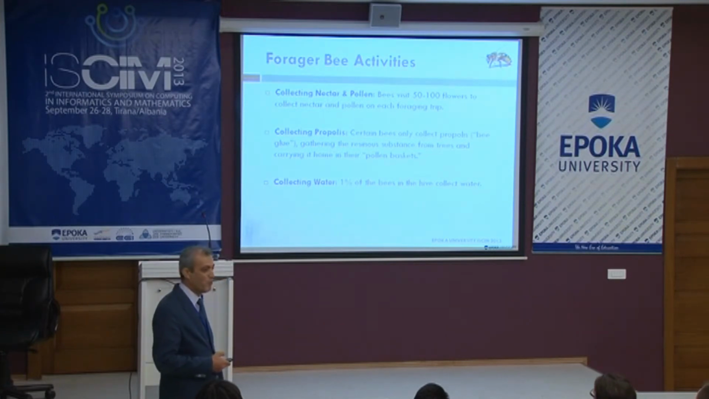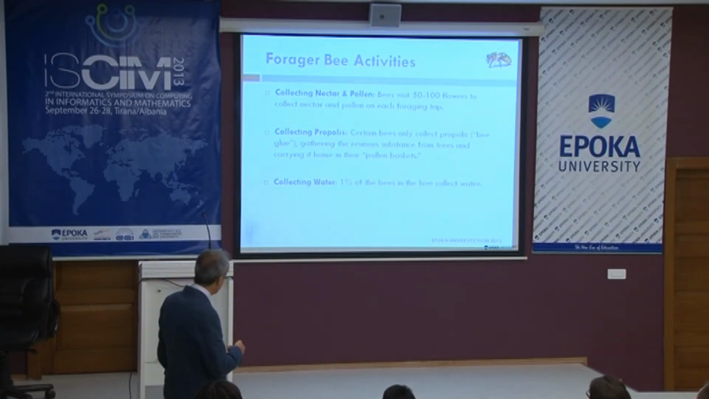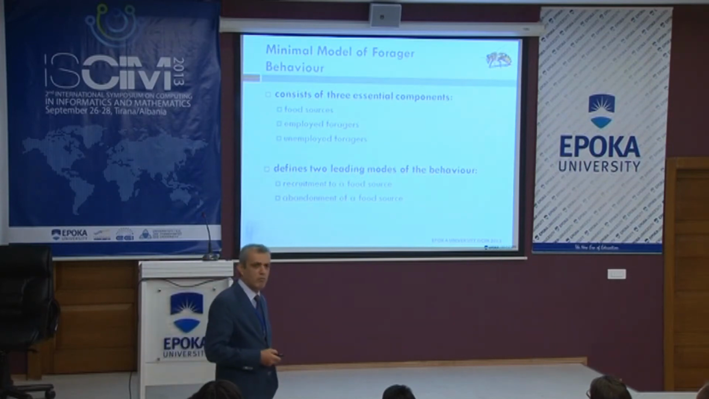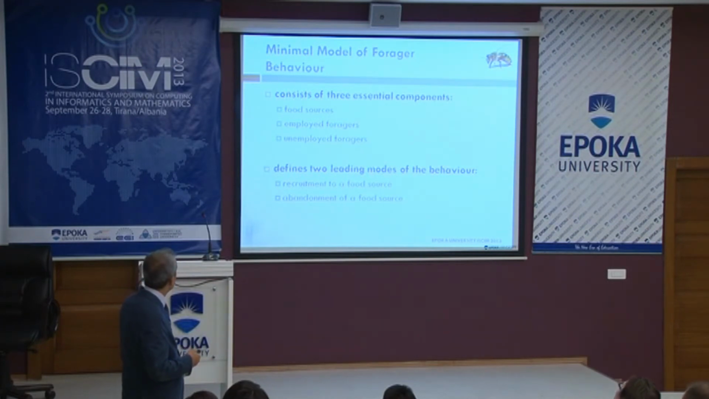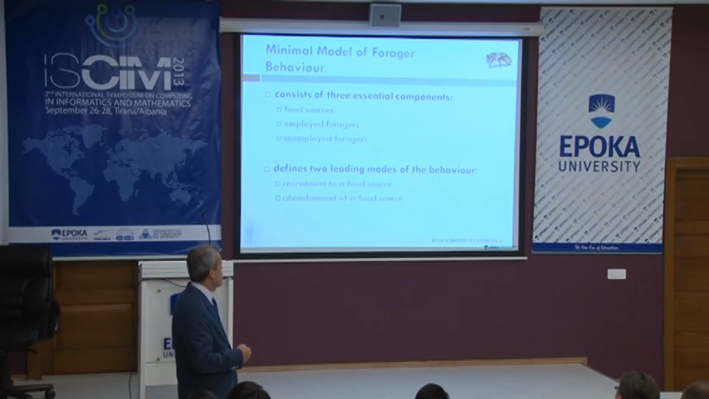Division of labor. We see perfect division of labor. There are some models constructed by scientists, of course, studying real honeybees. For example, a minimal model of the behavior of forager bees consists of 3 essential components: food sources around the hive, employed foragers, and unemployed foragers. There are 3 components of the model. And this minimal model also defines 2 leading modes of behavior: recruitment to a food source and abandonment of a food source.